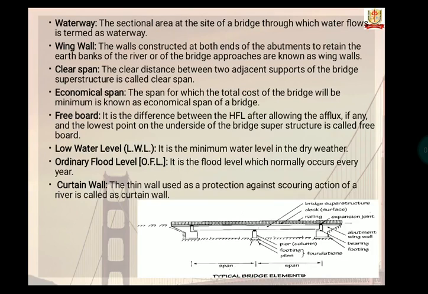Freeboard. It is the difference between the high flood level, after allowing the afflux, if any, and the lowest point on the underside of the bridge superstructure. Low water level. It is the minimum water level in the dry weather. Ordinary flood level. It is the flood level which normally occurs every year. Curtain walls. The thin wall used as a protection against the scouring action of the river is called a curtain wall.